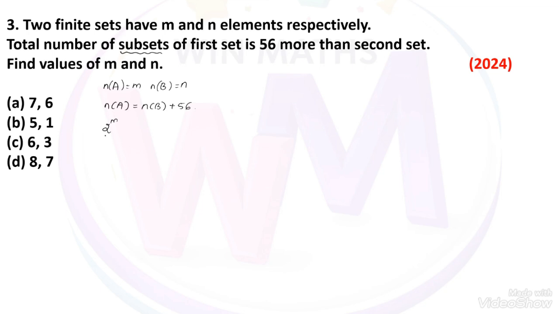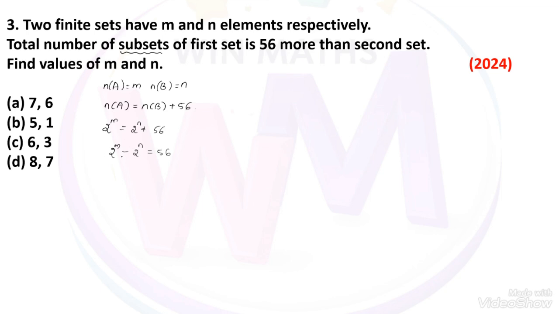Usually the calculation for the number of subsets uses the power set, that is 2 to the power n. Here the elements are m, so 2 to the power m is equal to 2 to the power n plus 56, because set B contains n elements. Now calculating the m and n values. 2 to the power m minus 2 to the power n is equal to 56.